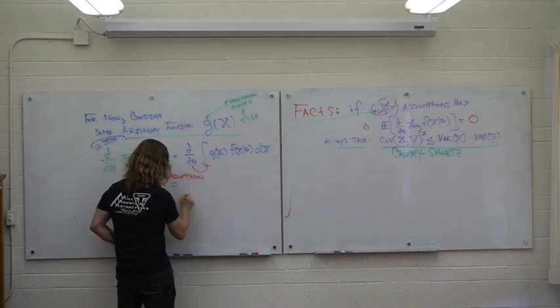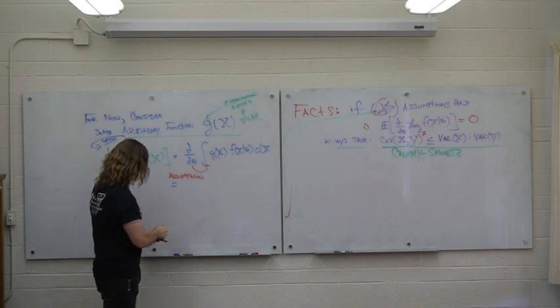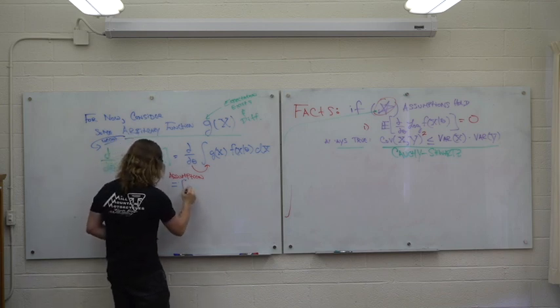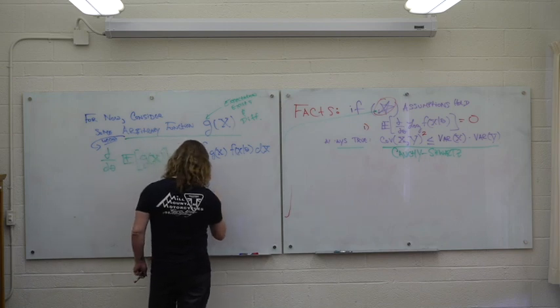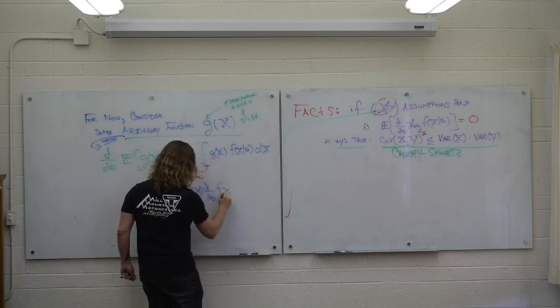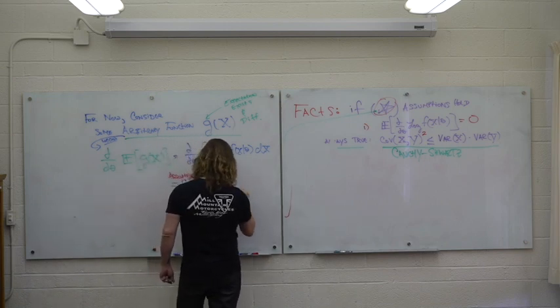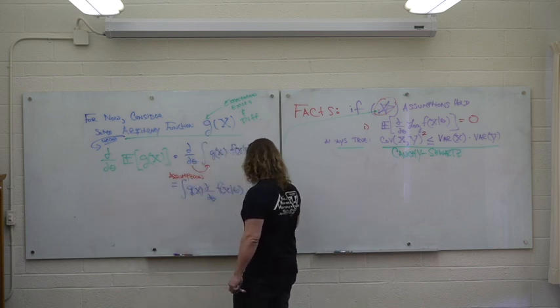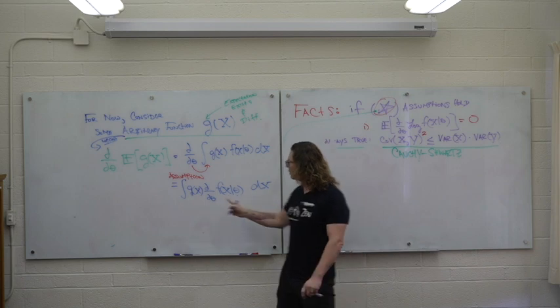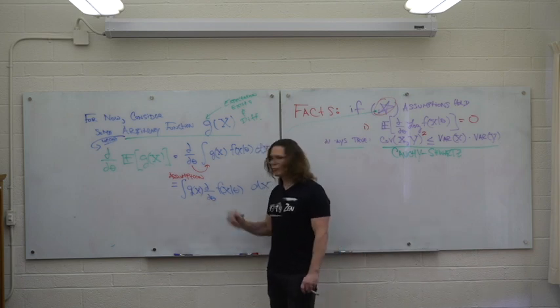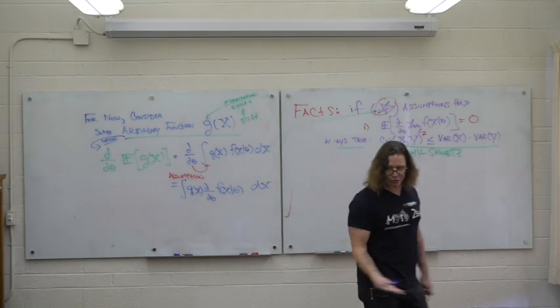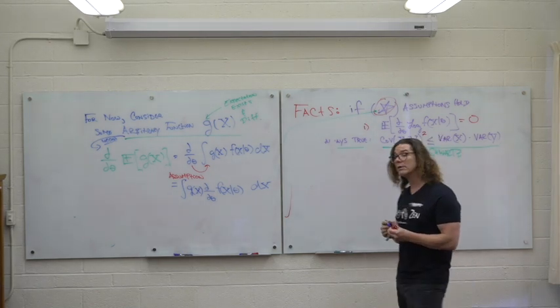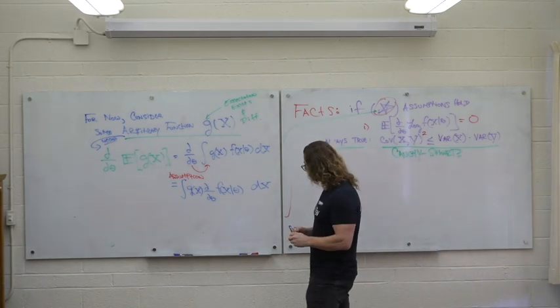So assumption, this thing is equal to the integral of the derivative of f(x given theta) dx, by definition. And I applied the assumption that I slid that derivative across. So we've just used our assumption already. So you have to be able to do this.